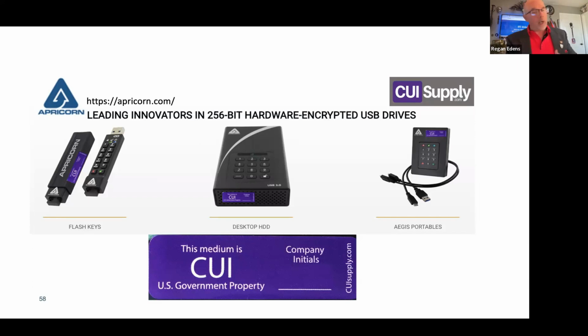Some organizations get wrapped around the axle about the U.S. government property. That's not the important thing. This is simply a reproduction of the 902 and 903 label. You can get custom labels done at CUIsupply.com if that's what you prefer, or the non-government marked labels. It's totally up to you. The DoD and the U.S. government are not going to say this flash drive is not DoD compliant because you're not using a 902 or 903. Use whatever suits you best.